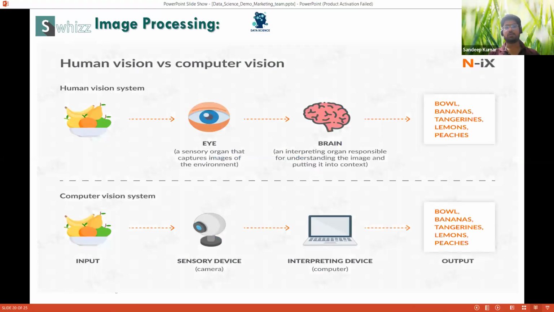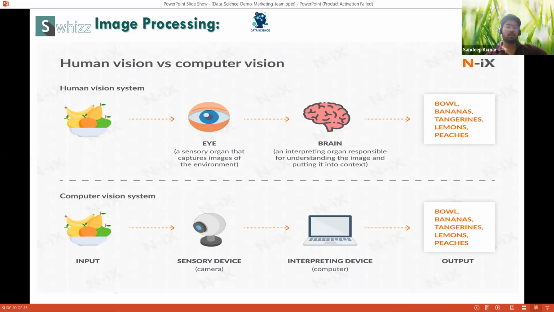I know that time is getting short, so I'll be going quite fast. Now, image processing and computer vision. In the human vision system, as you can see from the slide, you have a bowl with groceries, an apple, a mango, and so on. We see this with our eyes, it goes to the brain, and the brain gives the interpretation that there is a bowl with bananas, lemons, peaches, and so on.